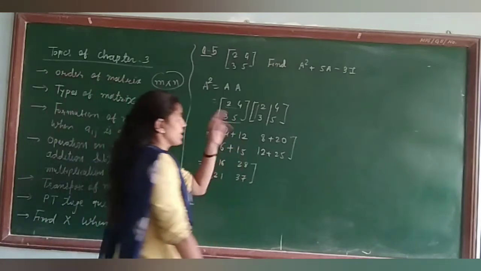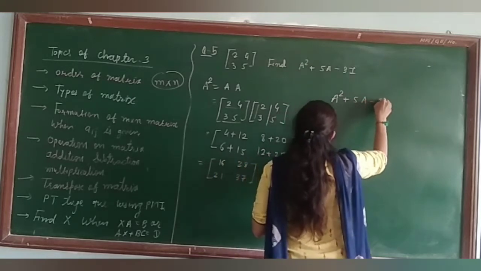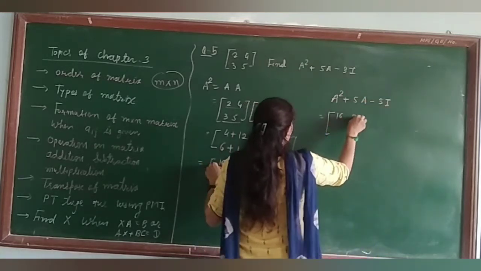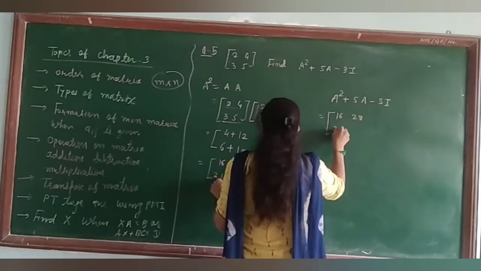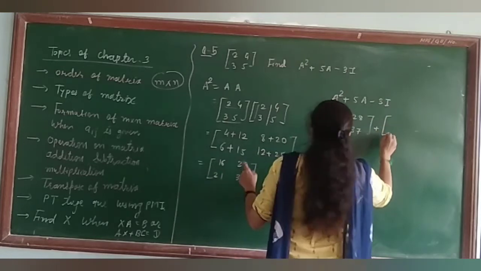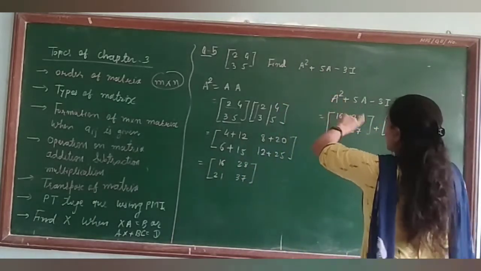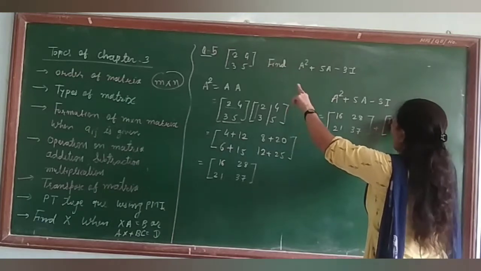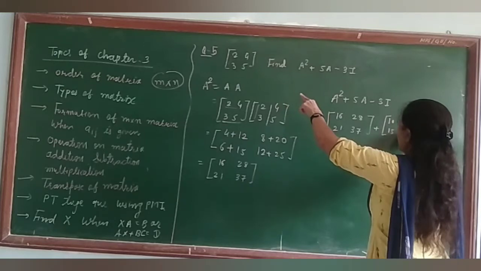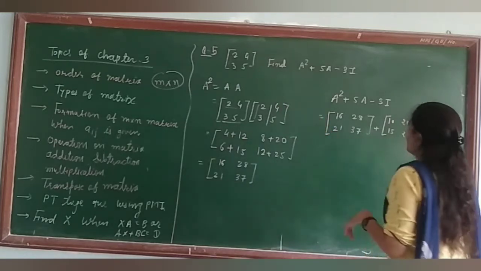Now what we have to find? A square plus 5A minus 3A. So A square, that is 16, 28, 21, 37 plus 5 into A. So you have to multiply the matrix A by 5. So 5 2s are 10, 5 4s are 20, 5 3s are 15 and 5 5s are 25, minus 3I.